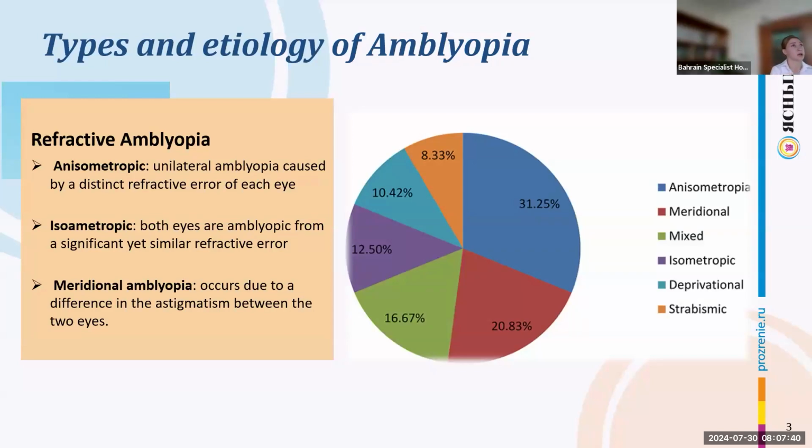Isometropic amblyopia happens when both eyes are amblyopic from a significant yet similar refractive error. This is, for example, when the child has high myopia in both eyes from birth, or quite significant grades of astigmatism, or high hypermetropia, so big pluses in the glasses. And the last one, meridional amblyopia, occurs due to a difference in astigmatism between the 2 eyes, usually quite significant astigmatism.